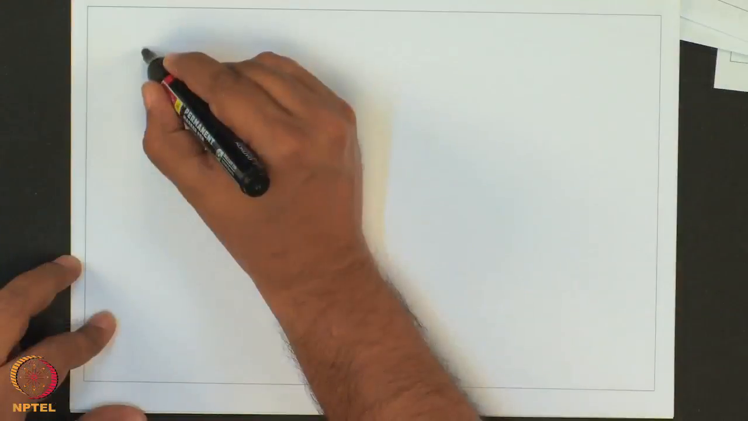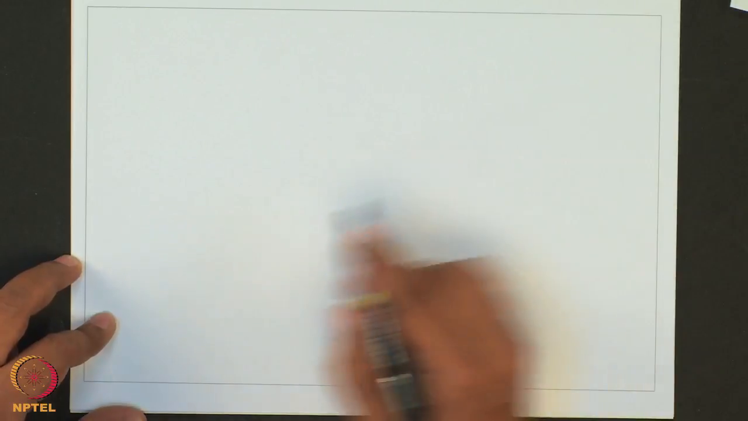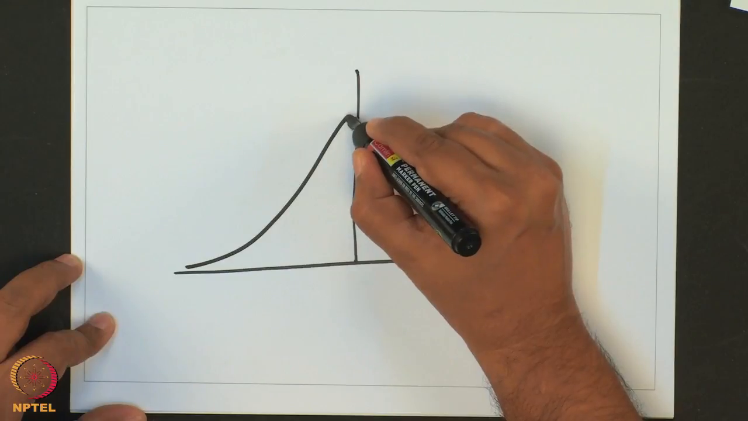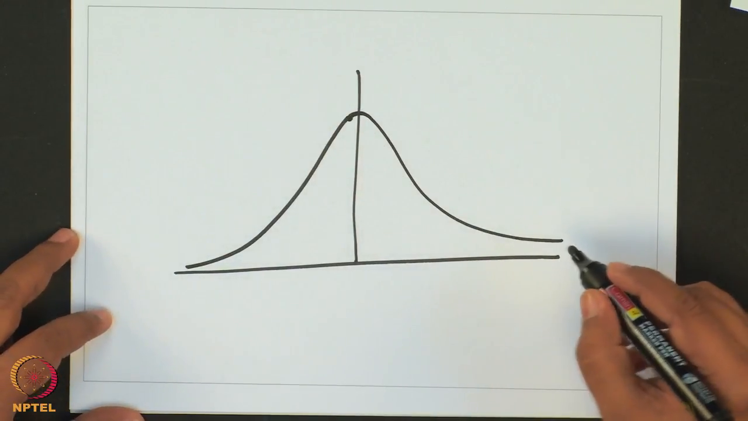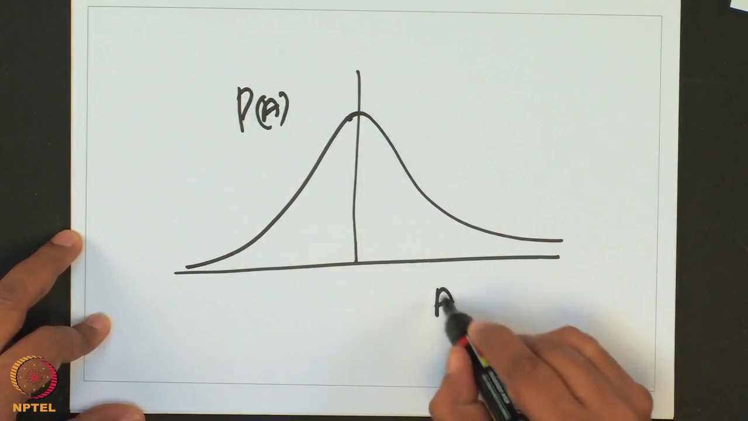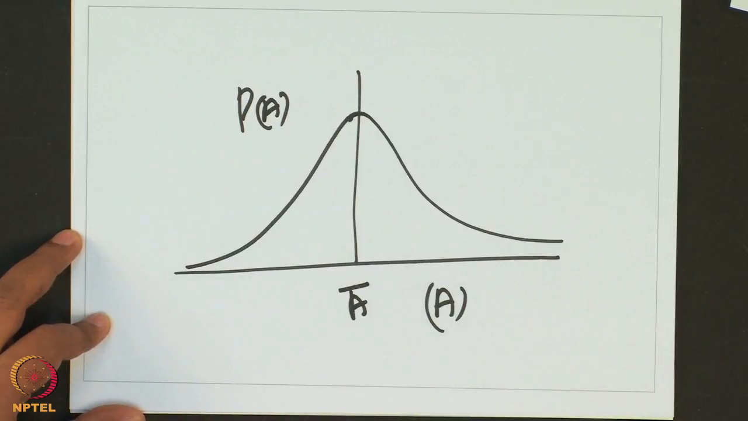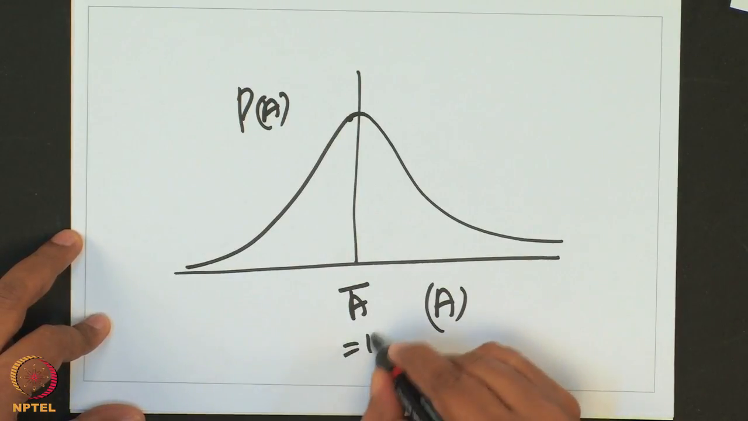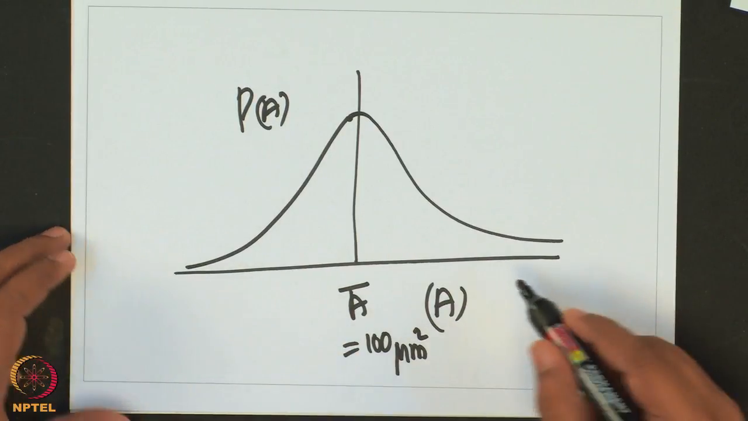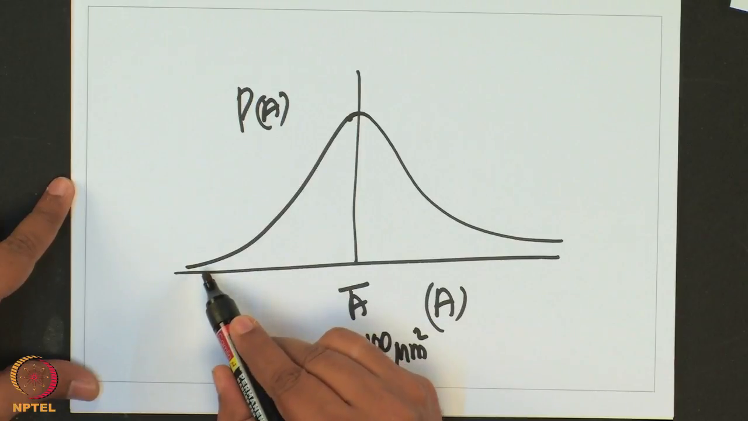So, if I have this measurement where I have a lot of area data, from this area data I plot this distribution, which is a normal distribution, p of a versus a, and this is my a bar. So, let us say a bar is 100 micrometer square. What does this curve mean?